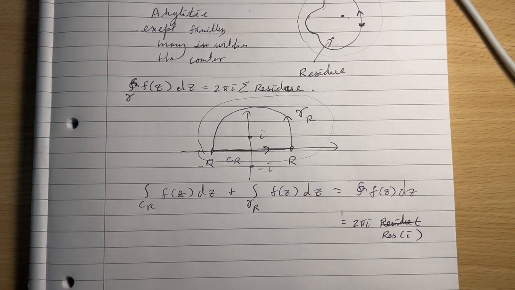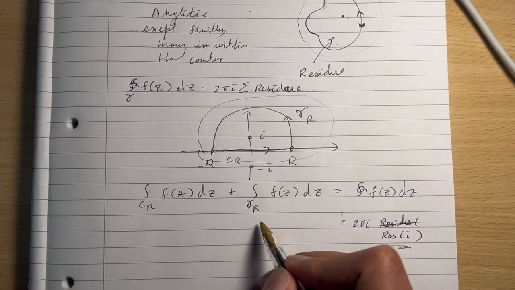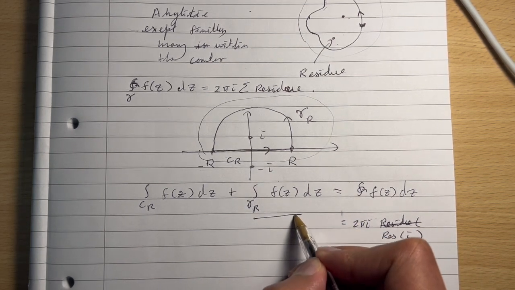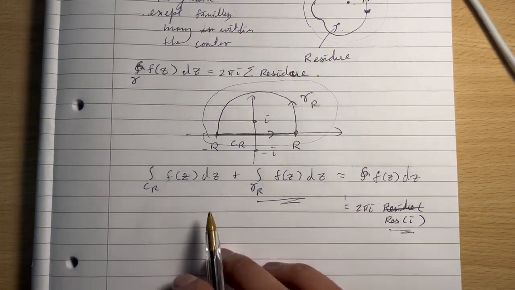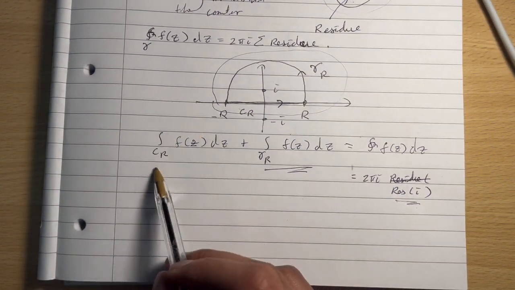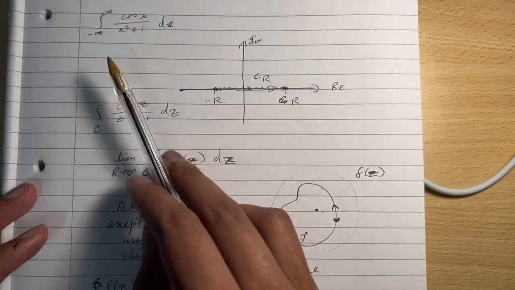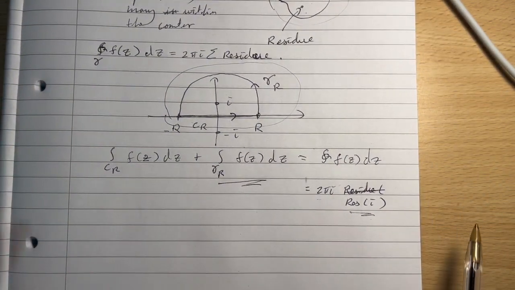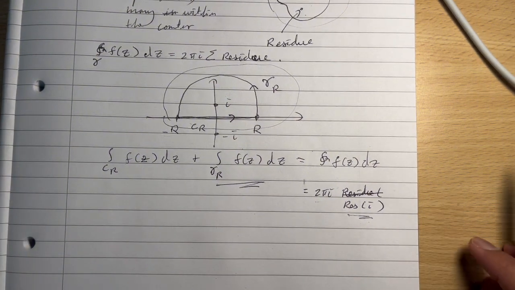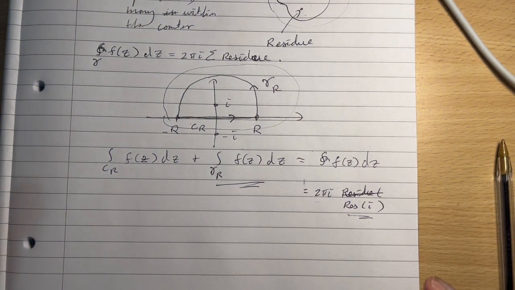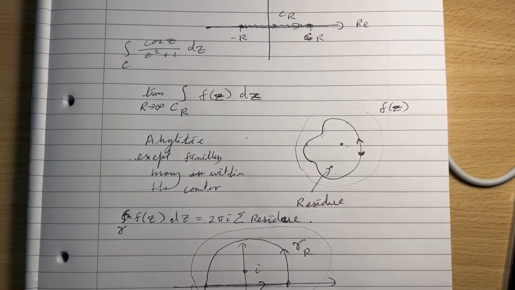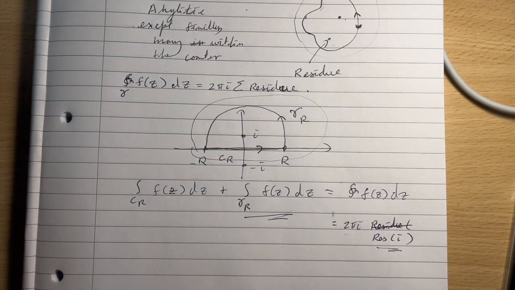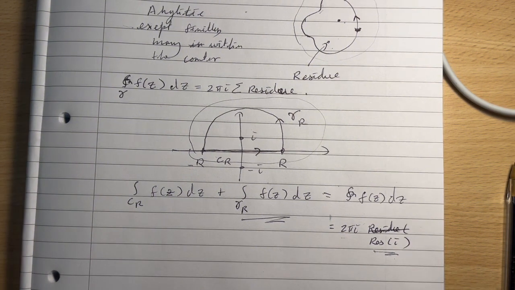So there are two things to do now. First of all, we have to find the residue at i. Second, we have to show that as r goes to infinity, the integral over gamma_R goes to 0. Then we will have that the limit as r goes to infinity, which will just be the integral we were looking for at the start, is equal to 2 pi i times the residue at i. So is that or is that not complicated? In the next video I will talk more about what a residue is and how you find it. So I'll see you in the next video.